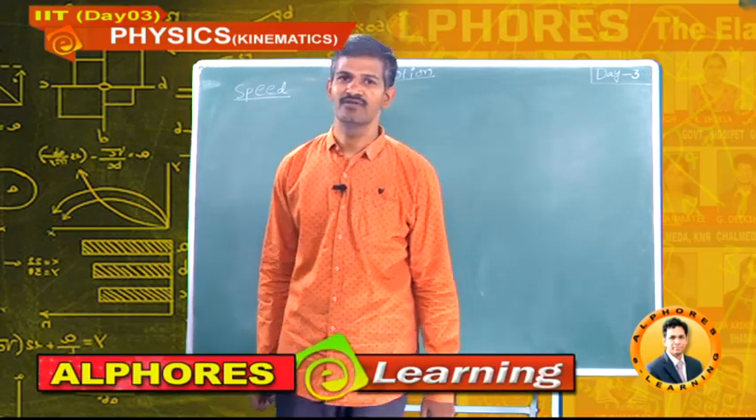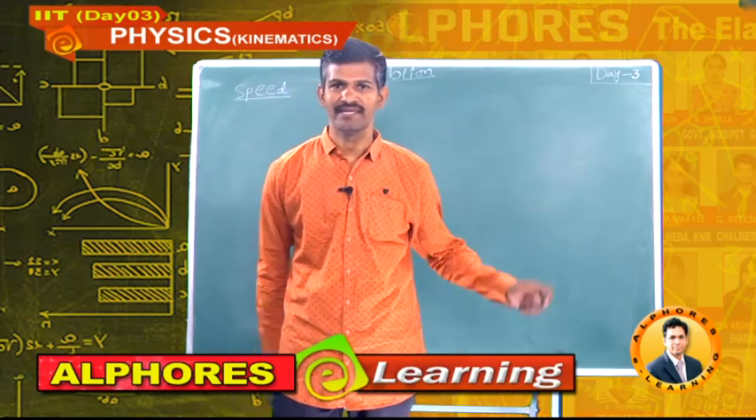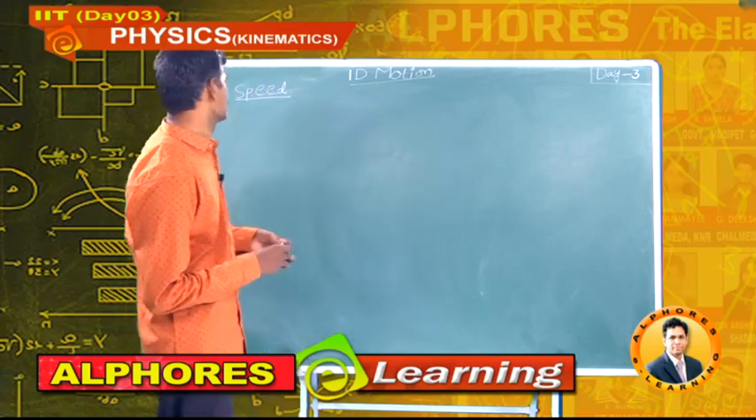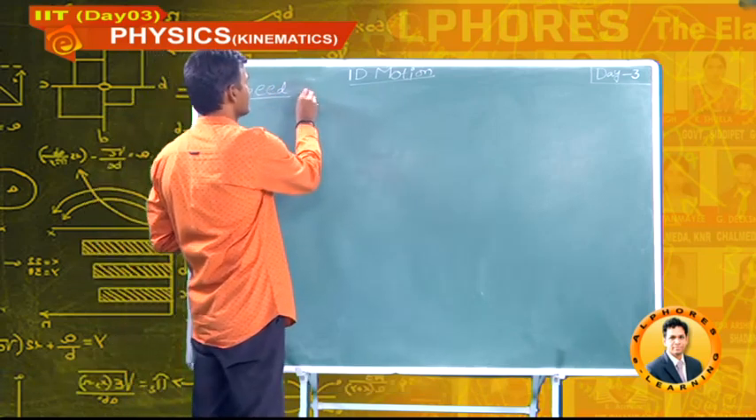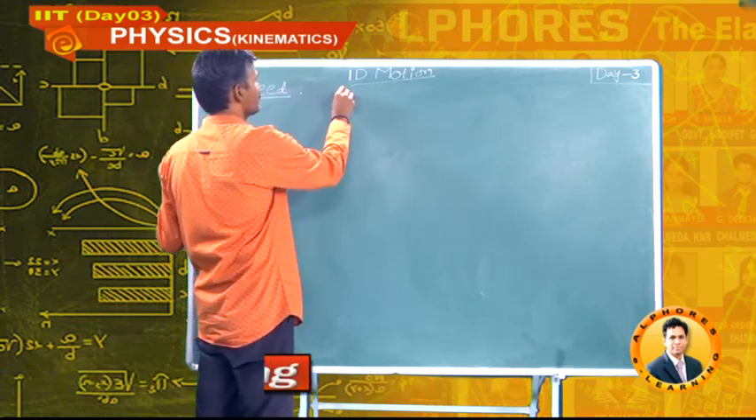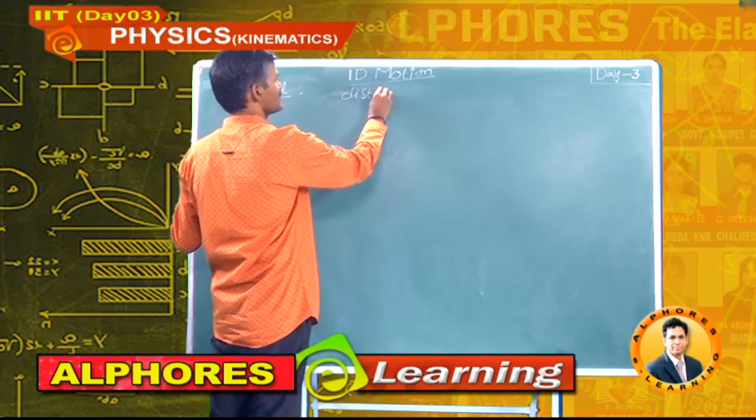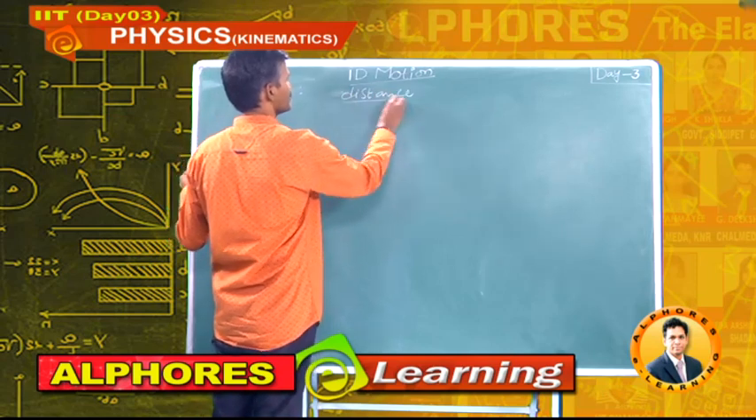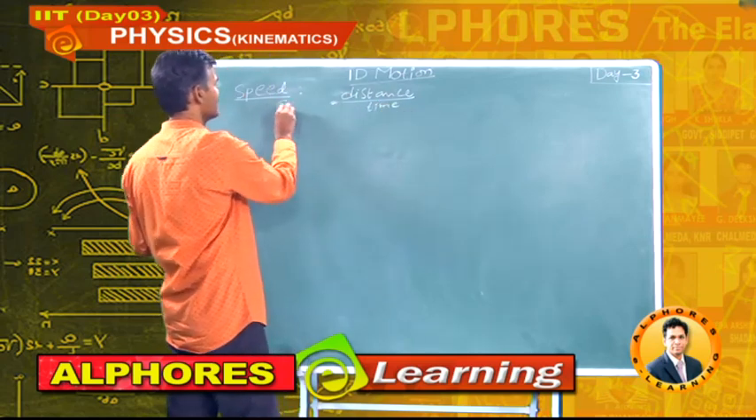Yesterday we discussed distance and displacement and related problems. Today our new topic is speed. What is meant by speed? Speed is defined as distance travelled by the body in unit time. This is the basic definition of speed.